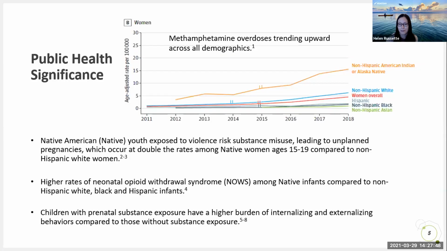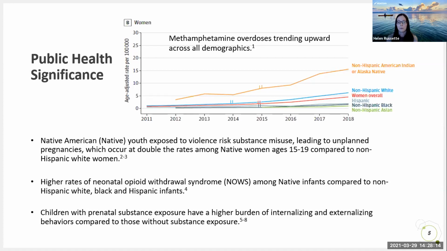So for background, methamphetamine overdoses have been on the rise over the past recent years. And the yellow line shows non-Hispanic Native American women to have the highest age-adjusted methamphetamine overdoses compared to all other demographics. And then that is followed behind non-Hispanic white women.